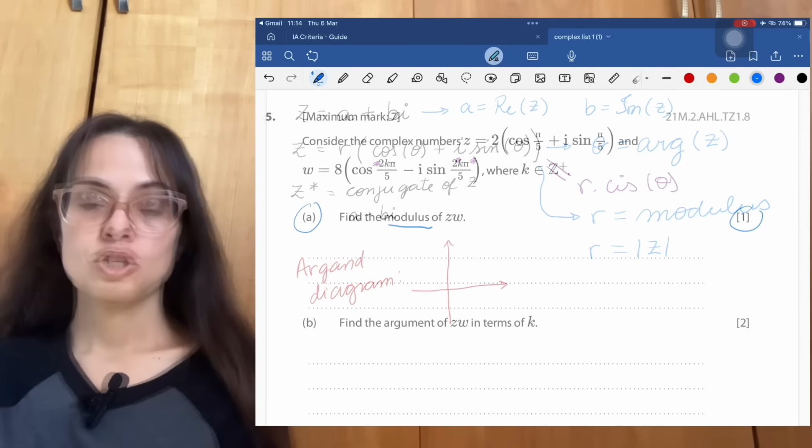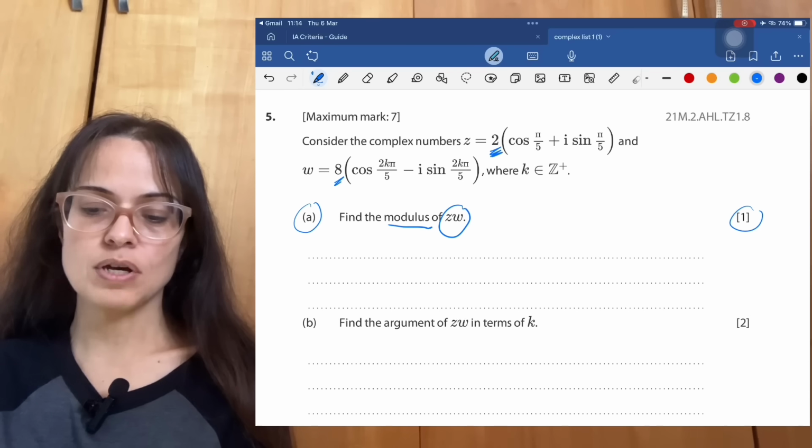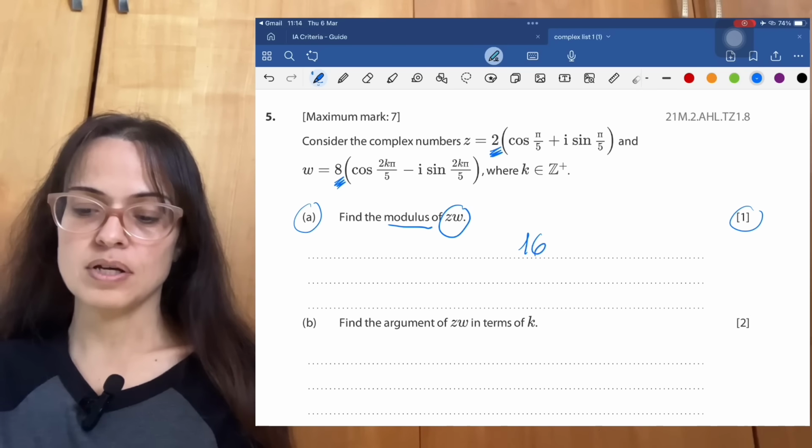So how do we get the modulus when we are multiplying two numbers? We multiply the modulus of one of them times the other one, and the answer is 16.